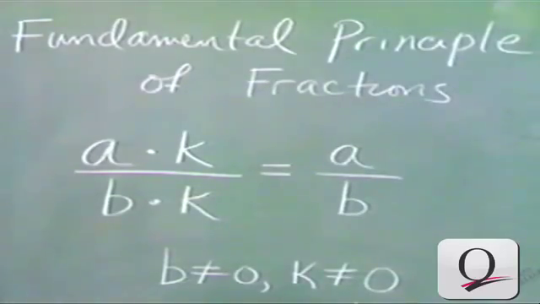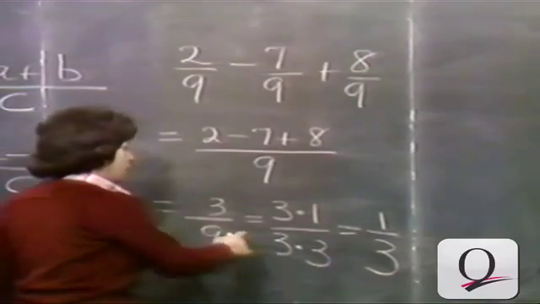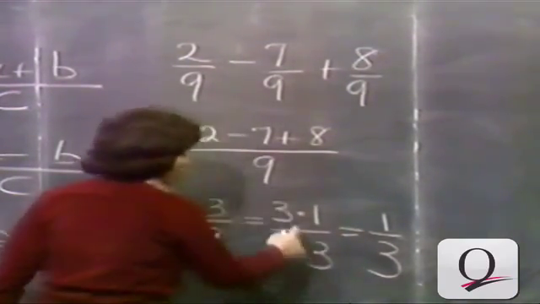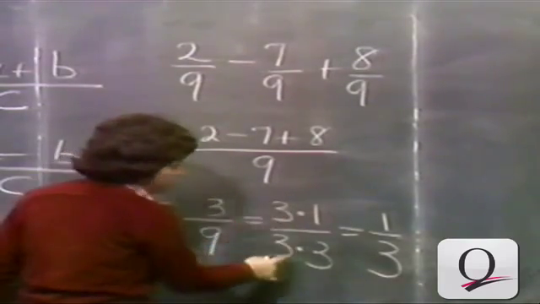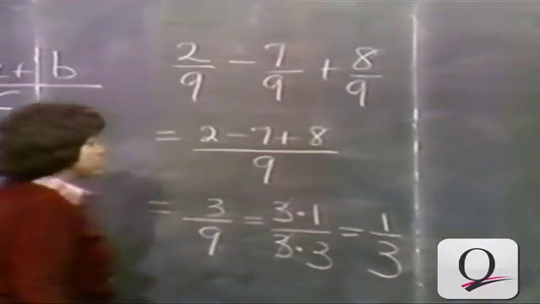Let's go back to the front board. And what we did over here, we had 3/9. That was 3 times 1 over 3 times 3. We divided top and bottom by the same non-zero number 3. The 3's canceled, giving us a final answer of 1/3.